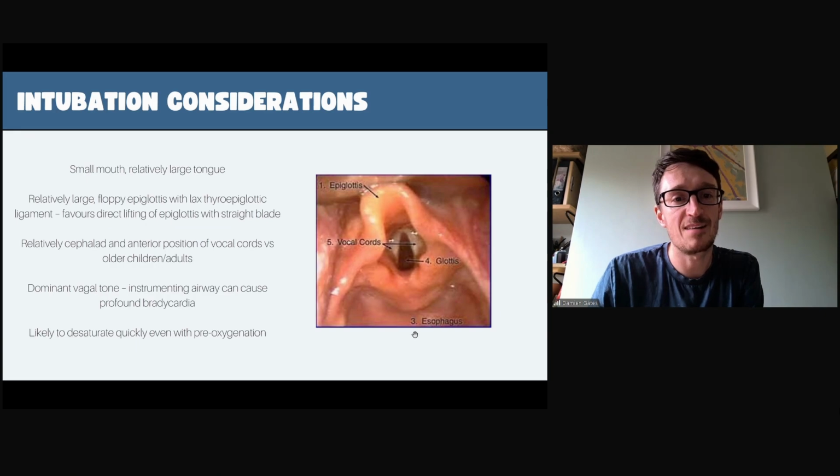The vocal cords are relatively high and anterior versus older children and adults, and they have dominant vagal tone. So if you instrument this airway, you can cause profound bradycardia. And I suppose the summary of all this is, even if you pre-oxygenate really well and optimize them really well, these babies are very likely to desaturate even with all that. And you will be doing a modified RSI, and these babies, you will have to bag them when you've rendered them apneic with your drugs and your paralysis.